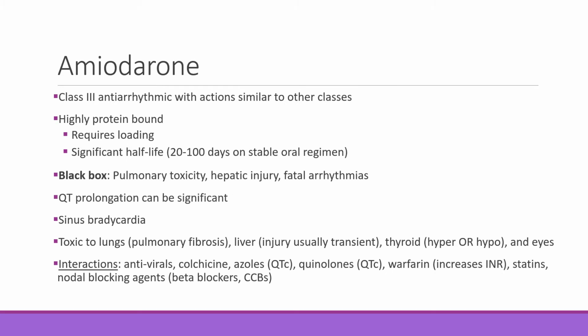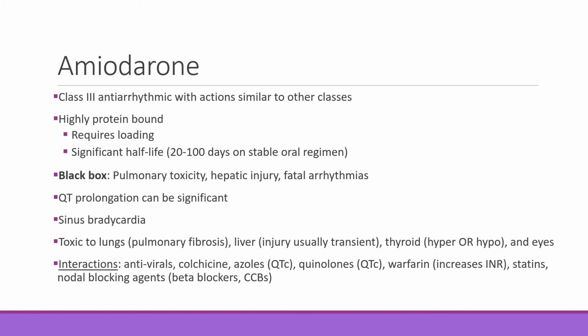So amiodarone I wanted to focus on because this is probably going to be the most common drug that you see in the outpatient setting. It's also one we see a lot in the inpatient setting. It's a class 3 antiarrhythmic with action similar to, again, the other classes. It's protein bound, requires loading, and on a stable oral regimen, once they're taking this on a regular basis, it can have a half-life of up to 100 days.